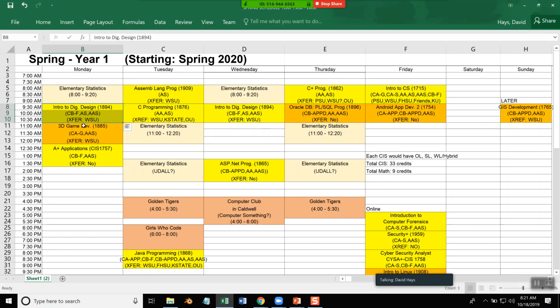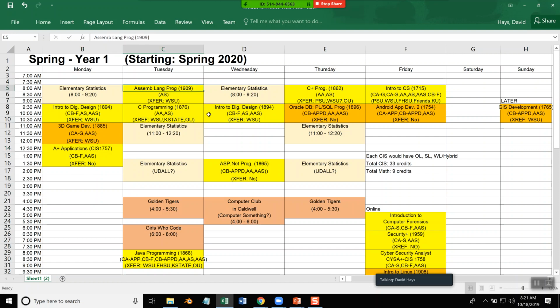3D game development. Weird as it sounds, I found that it transfers to WSU. I don't remember what class it goes in as, but while all of them transfer to WSU, it's the difference between transferring as a general elective or as one of their existing classes. A+ applications will be the second part of the A+ essentials. This doesn't transfer; it's meant to prepare you for the A+ certification.